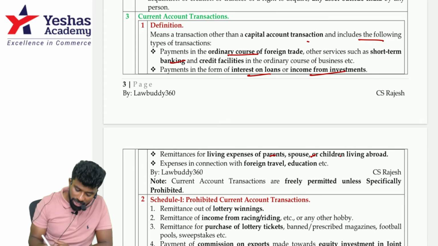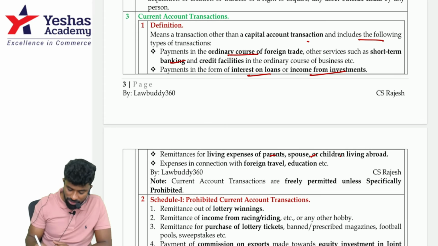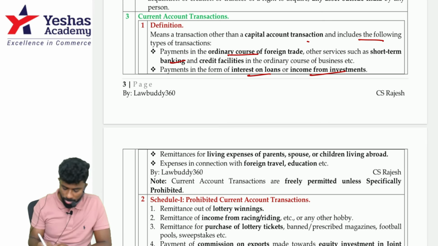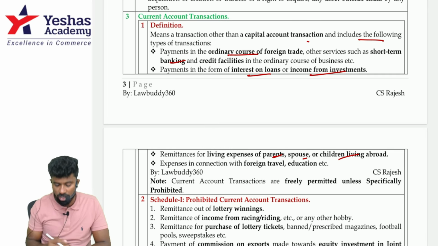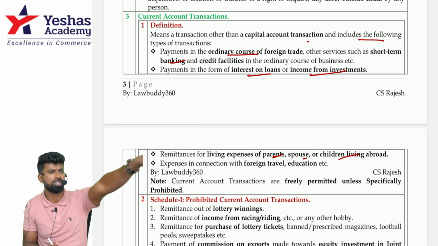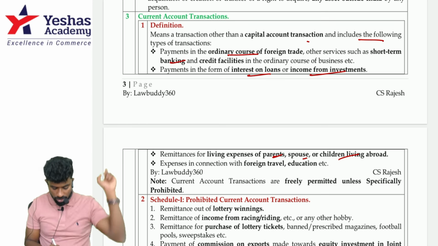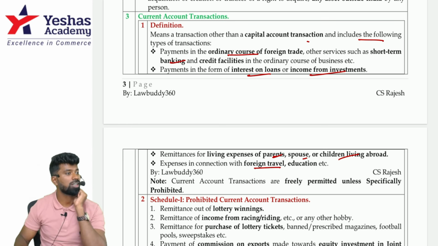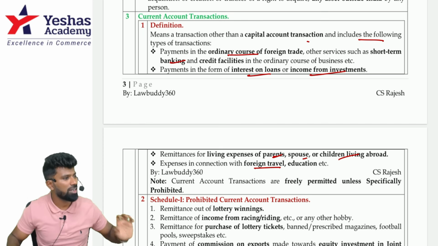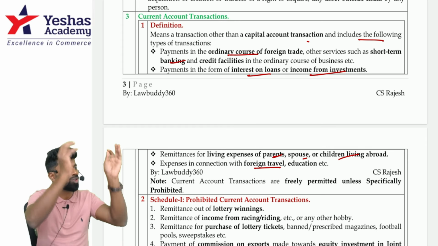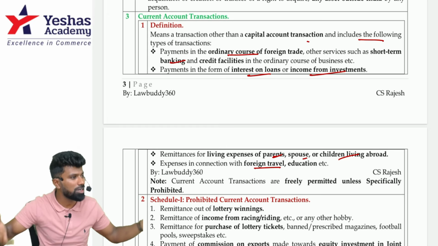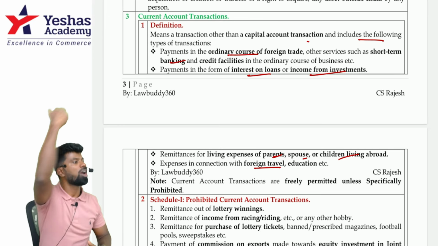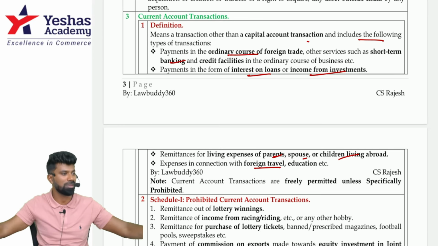Next one. Remittances for living expenses. Of whom? Parents, spouses, children living where? Abroad. What transaction? Expenses in connection with foreign travel, education. What transaction? Why is it a current account transaction? Simple logic. It is not creating any asset or liability for a person resident in India, where? Outside India. Simple logic.